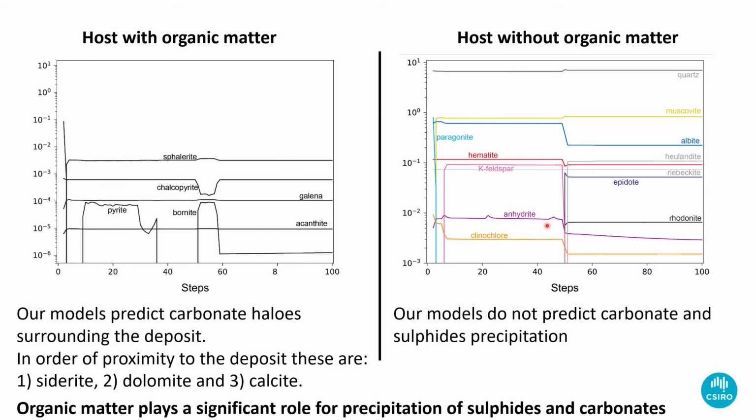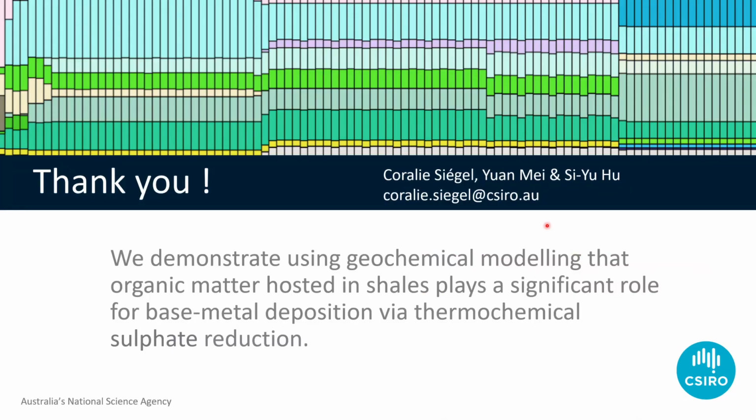But of course, organic matter alone is not sufficient. We need a brine that is oxidized at the right temperature and that also has sulfate in solution. So in conclusion, our study demonstrates that using geochemical modeling, we can prove that organic matter hosted in shales has a significant impact for base metal deposition via the thermochemical sulfate reduction.